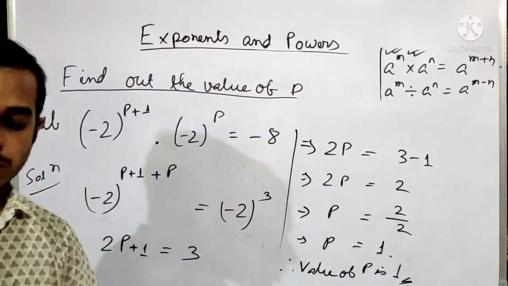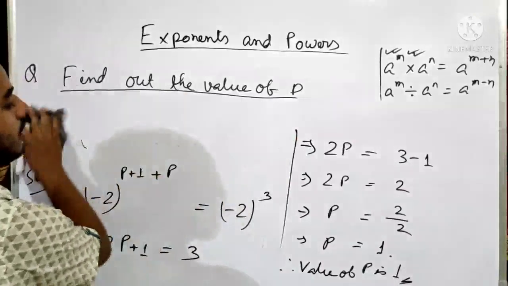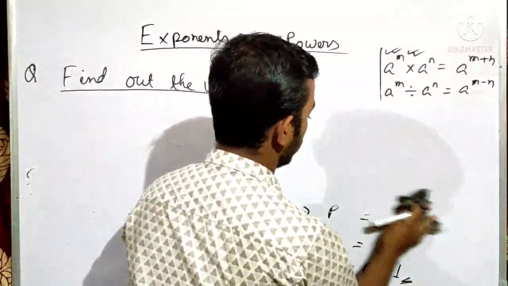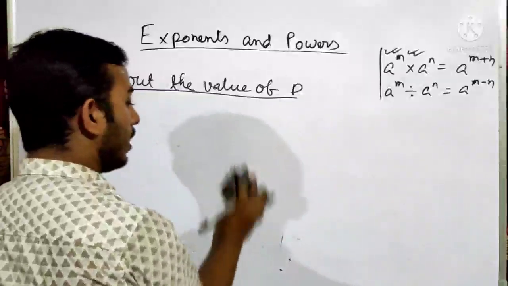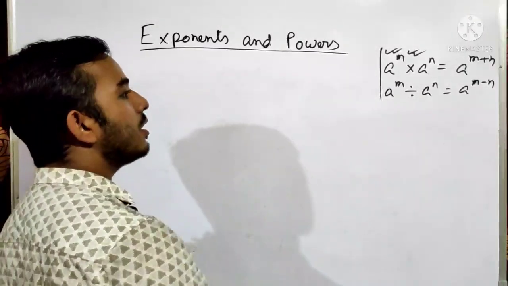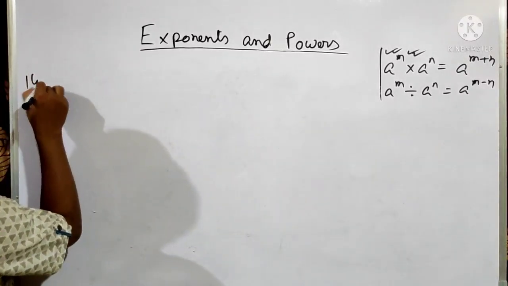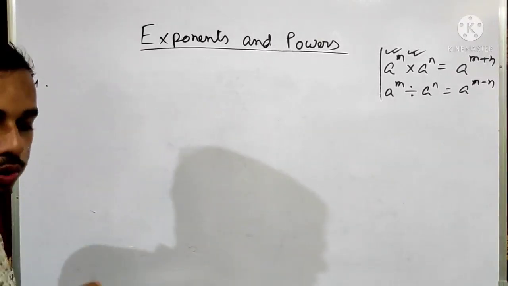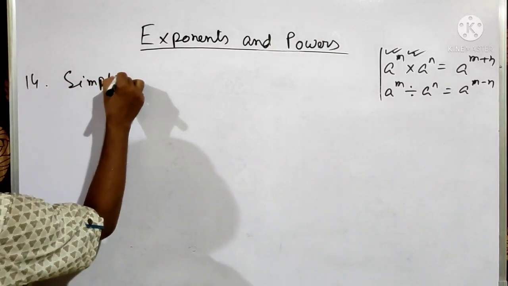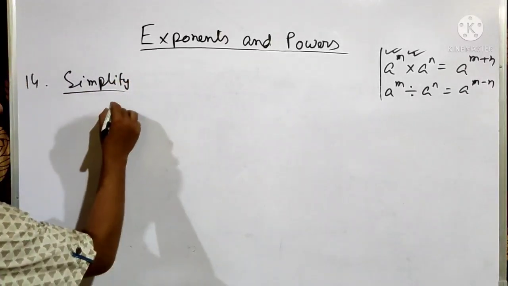Okay, let us solve one more question from this chapter. Again, simplify. And the next topic is what? Standard form of a number. We will also discuss it. What is the standard form? Clear? Okay, let's solve one more, that is simplify. It is question number 14 from your textbook exercise 2.2, and the question is simplify.